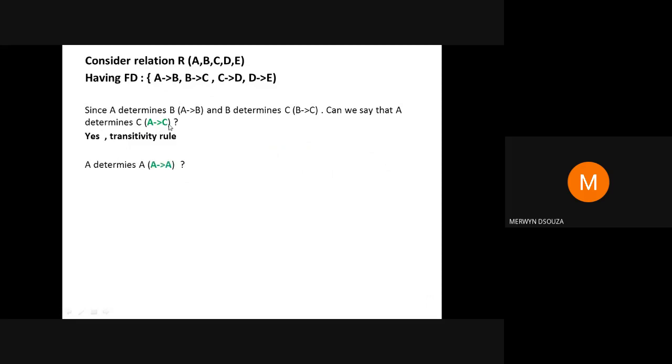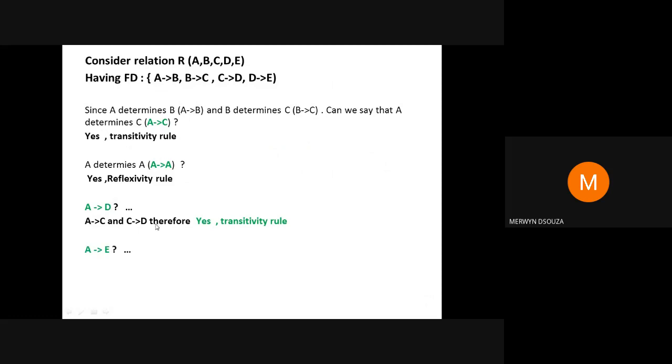Similarly, can we say that A determines A? Yes, using the reflexivity rule. Can we now say that A determines D? We have proven that A determines C, and it is given that C determines D. Therefore, we can claim that A determines D using the transitivity rule.